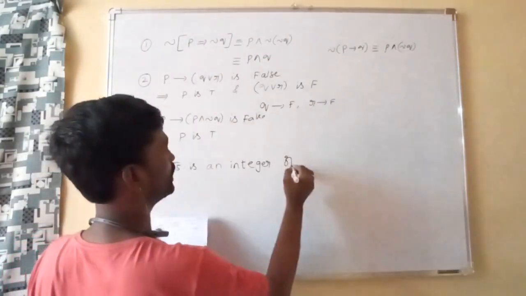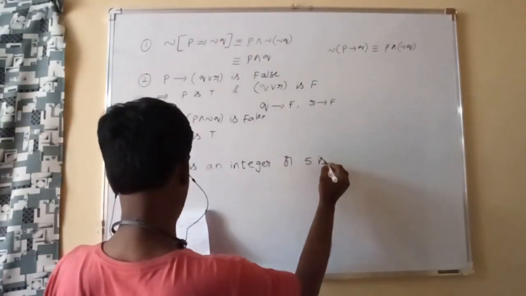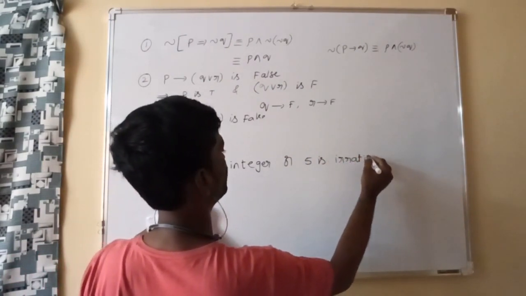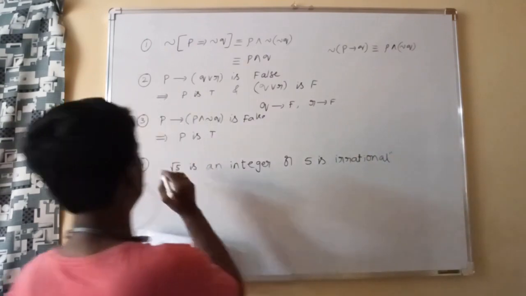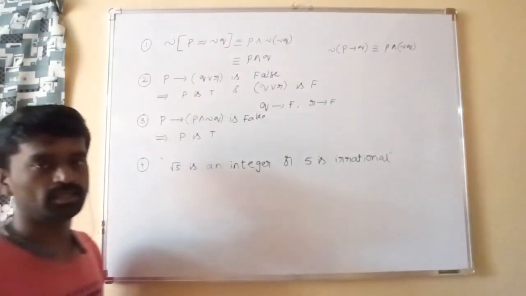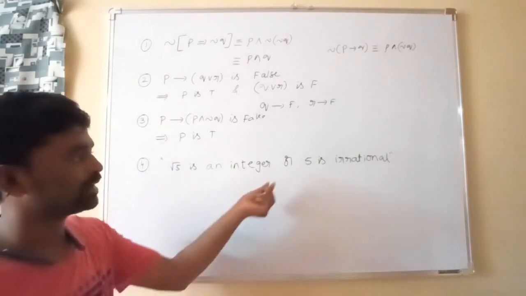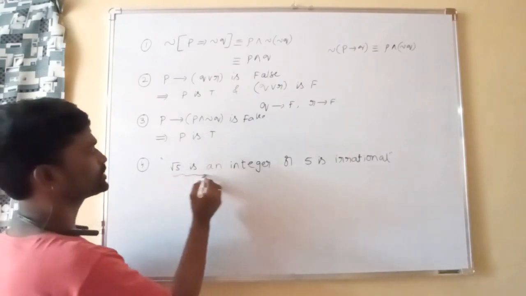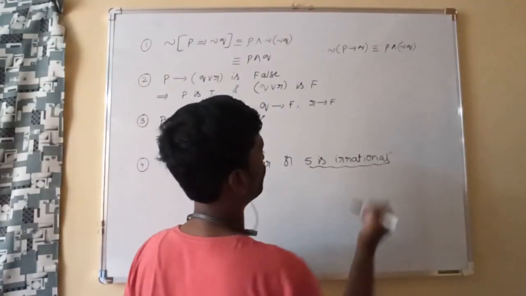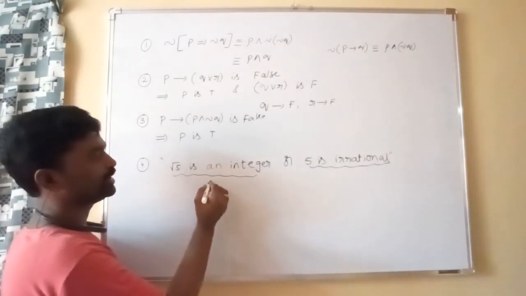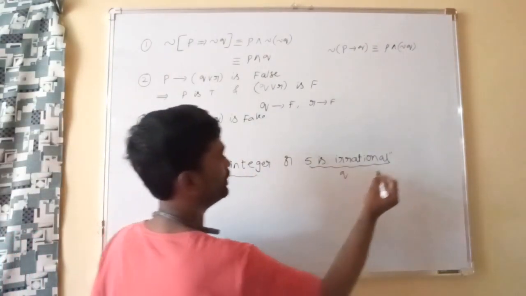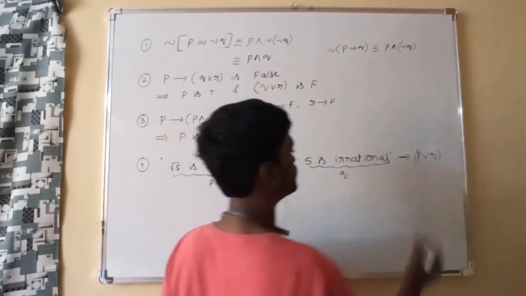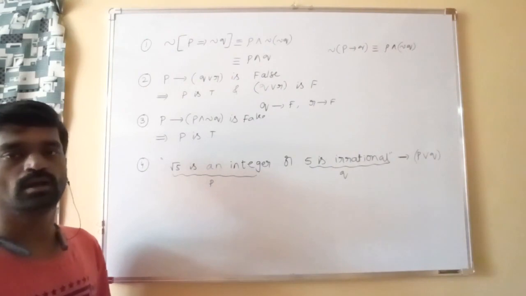or 5 is irrational. For this compound statement, we have to find the negation. Okay. So if you observe, what is the logical connective? OR. And what are the components? This is the first component and this is the second component. So if I denote the first component by P, second component by Q, then this given statement is denoted by P ∨ Q.